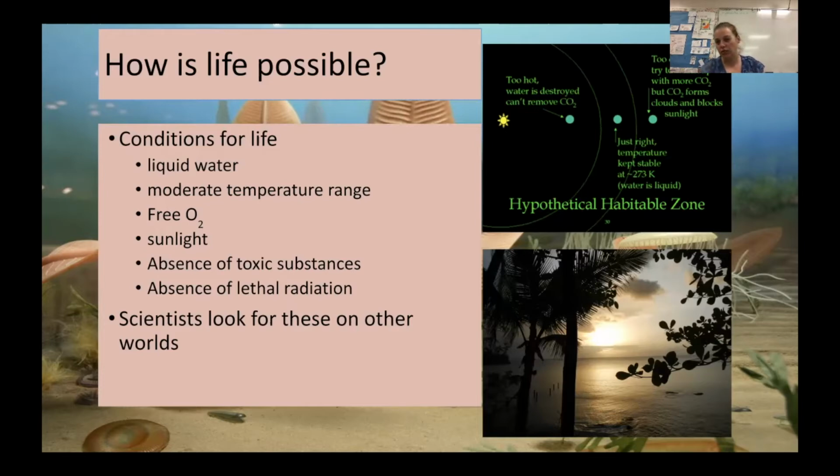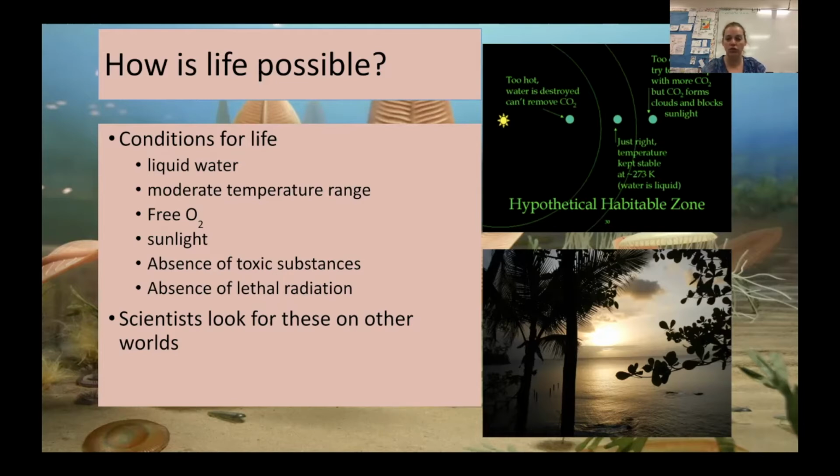Absence of toxic substances: we really need low pollution levels in our environment if we are to survive. Too many toxic substances will poison us. Same with absence of lethal radiation. If we can't filter these harmful rays coming from the sun, then we would not have life on this planet. So we can thank the magnetic field of our planet for helping us get rid of this lethal radiation that would otherwise come in from space. And we as a society really need to work on our pollution levels to maintain this absence of toxic substances.